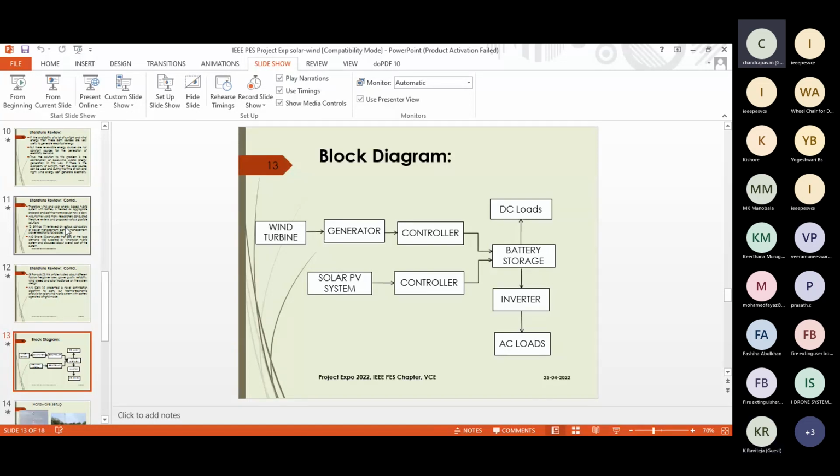Coming to the solar, we use monocrystalline solar panels, each rated at 400 watts. We use two solar panels, connected in parallel, so the overall output will be 800 watts. These 800 watts are given to a controller, which removes the ripples, and the constant output is stored in the battery. This DC voltage can be used by the DC loads, or it can be converted to AC by the inverter, and the AC power is given to the AC loads.